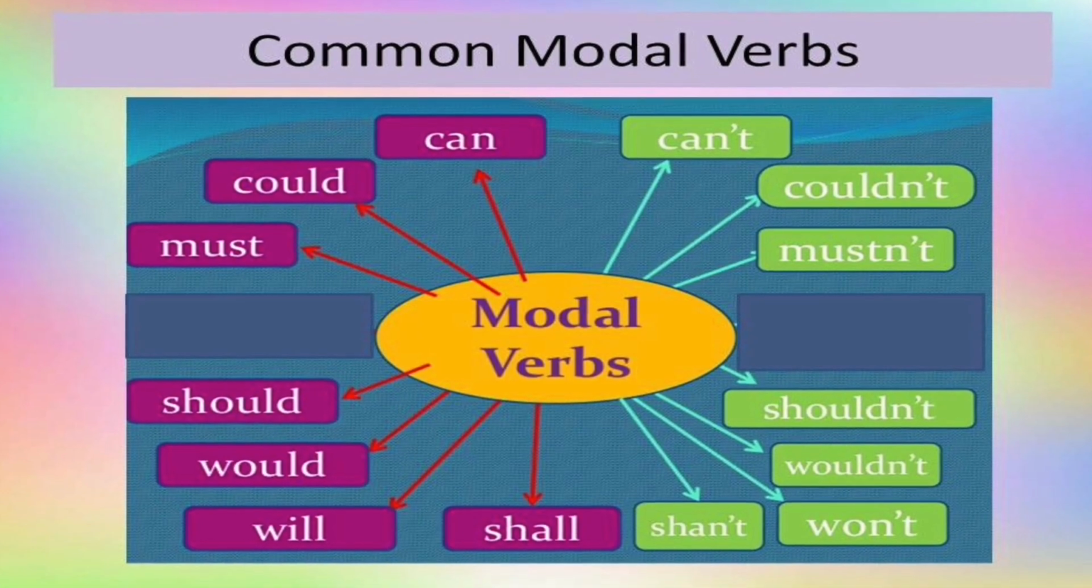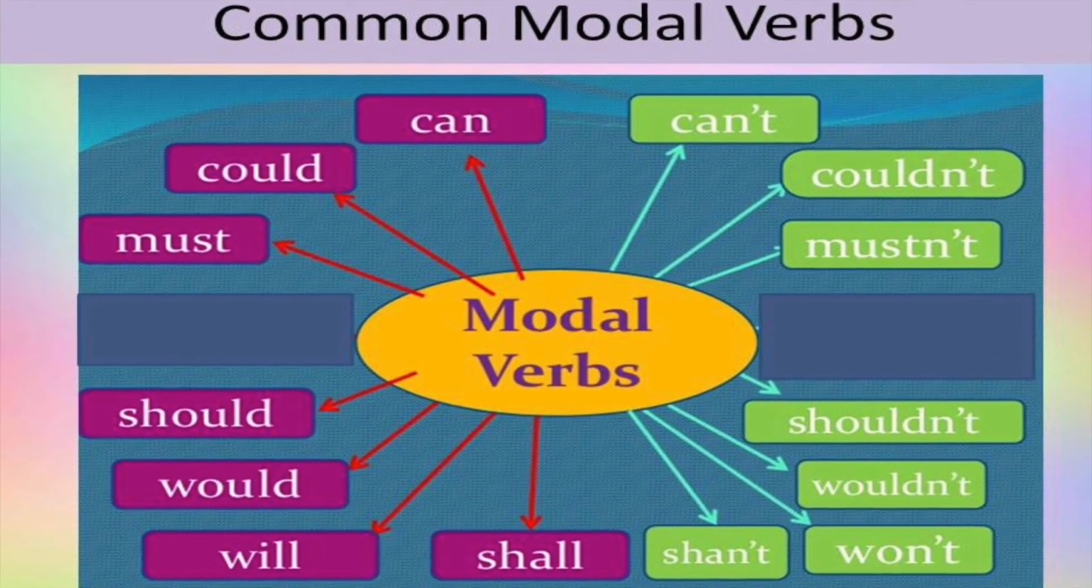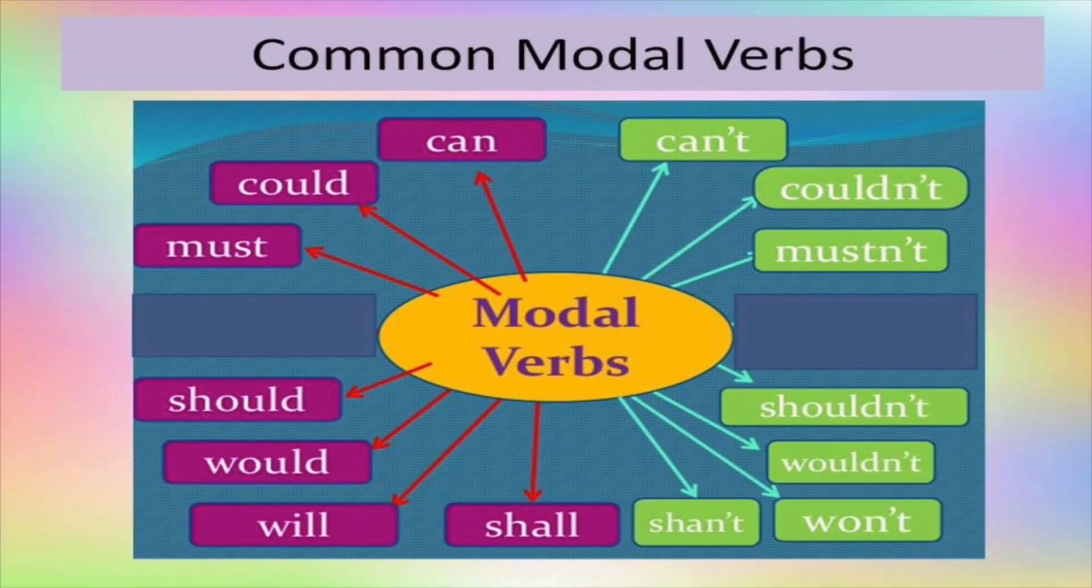Okay, now let's look at the common modal verbs. These are common modal verbs, and the purple ones are the positive ones and the green ones are the negative ones. So can, can't, could, couldn't, must, mustn't, should, shouldn't, would, wouldn't, will, won't, shall, shan't.